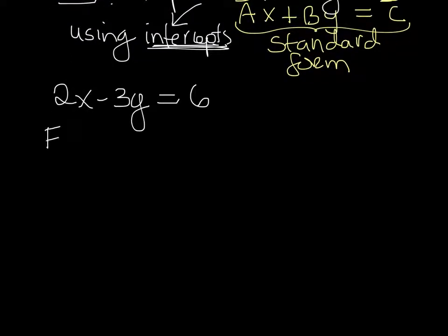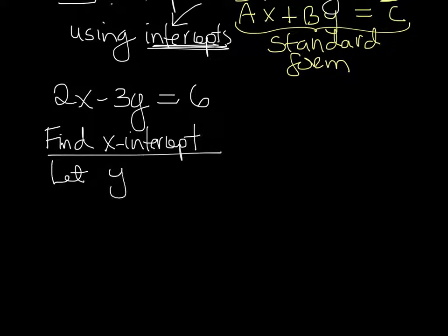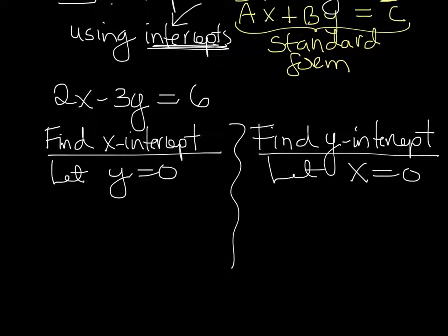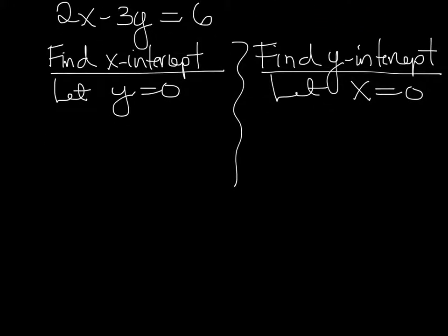Well, to find the x-intercept, we're going to let y be 0. And if we want to find the y-intercept, we're going to let x equal 0. And then it's basically plug and chug. It's a bunch of evaluating.